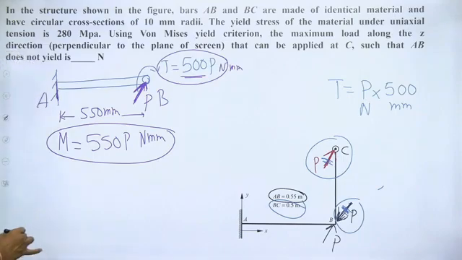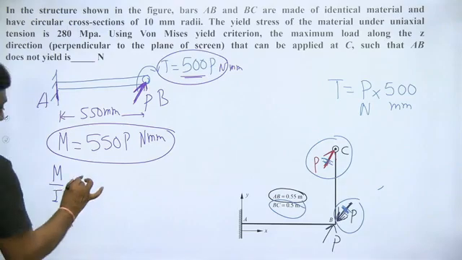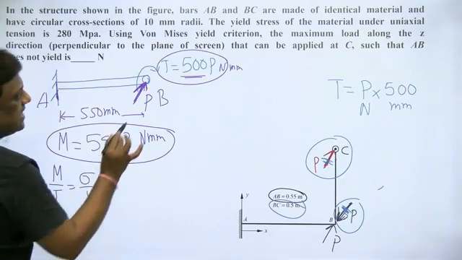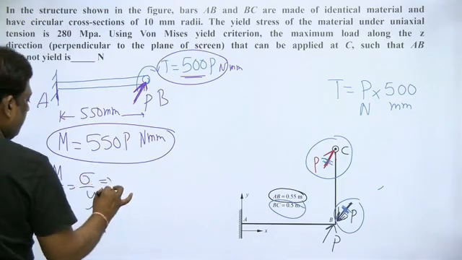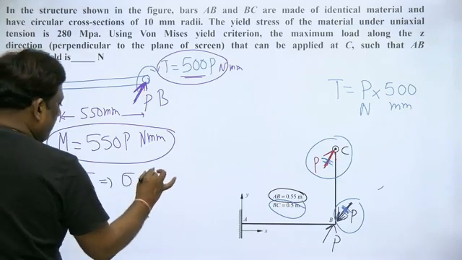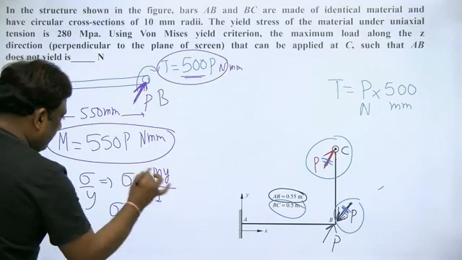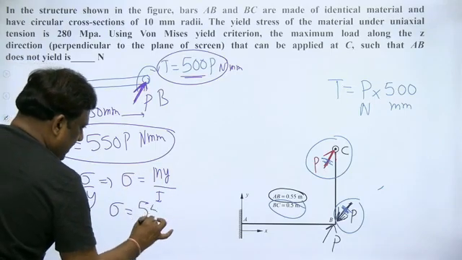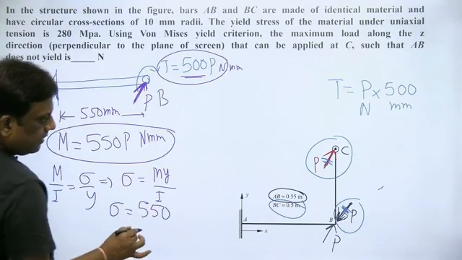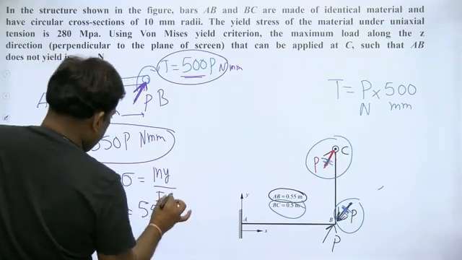Let's try to calculate. M by I is equal to sigma by Y. He's asking for P, so let's calculate sigma. What is sigma? M Y by I. So sigma will be equal to M, what is M? 550 P. Okay, that is M.